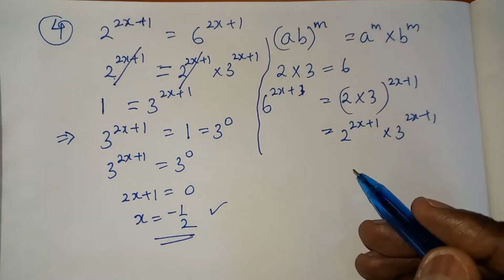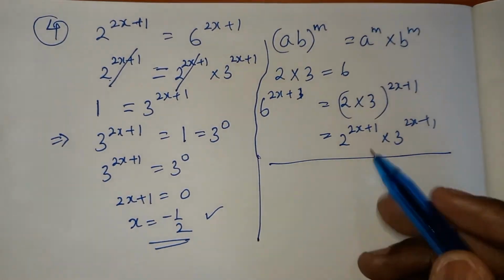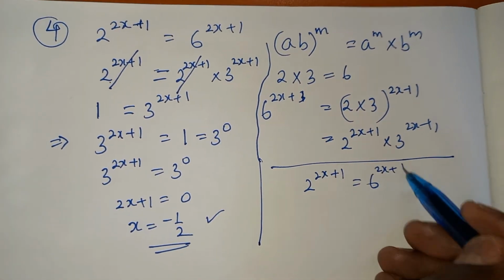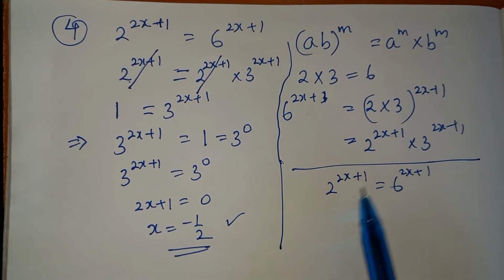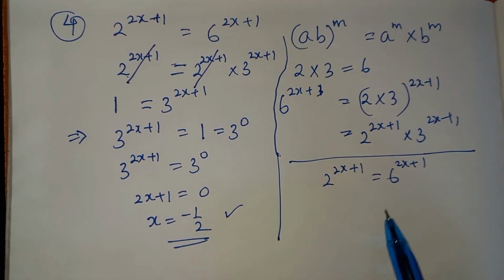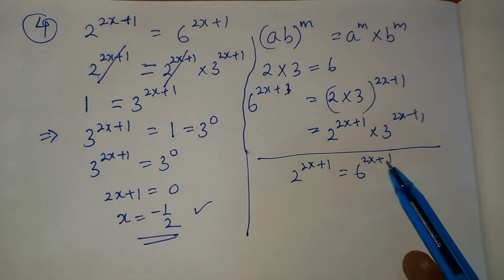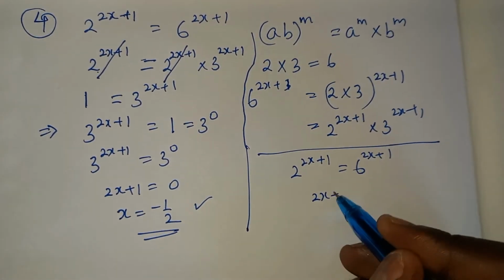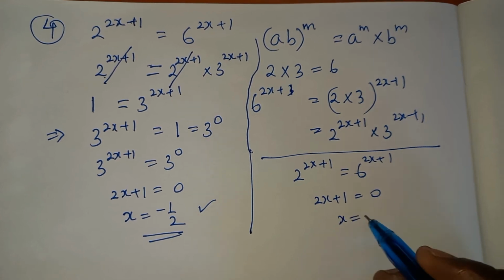Now, another quick way to think of how to solve this problem is to realize that you cannot equate two different numbers with the same powers unless the power is 0. There is no way 2 raised to the power 2x plus 1 can be equal to 6 raised to the power 2x plus 1 unless the power is 0. So that means outrightly 2x plus 1 is 0, therefore x is minus a half.